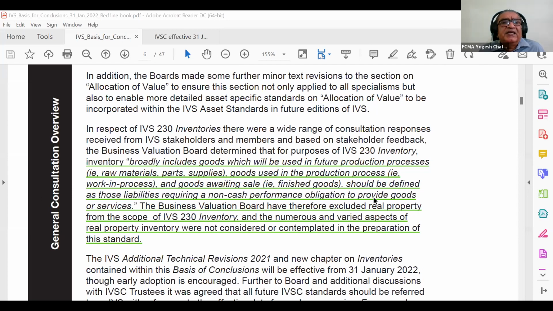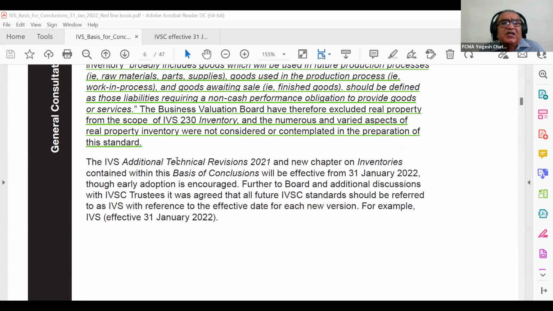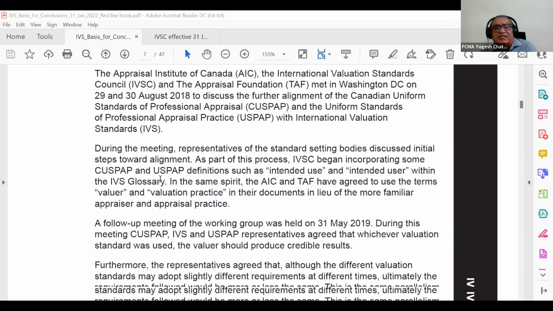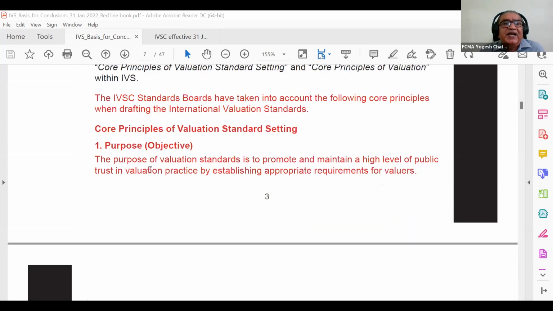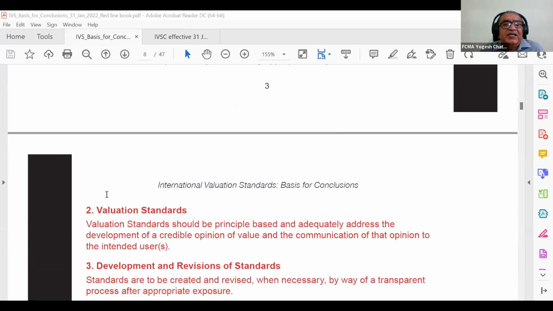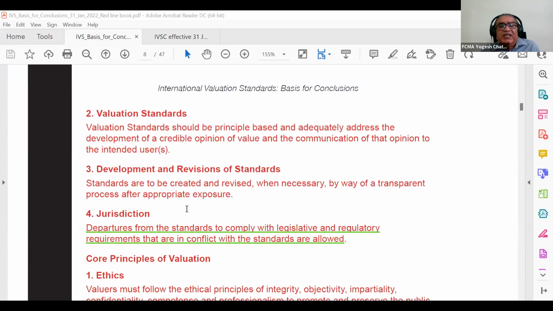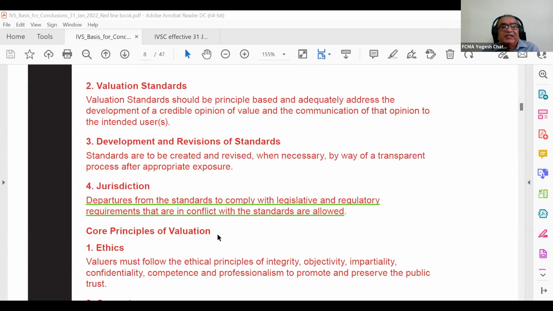As I told you, this is the core principle of valuation standard setting. This entire chapter on this is added now. Here, jurisdiction is very important. Departures from the standard to comply with legislative and regulatory requirements that are in conflict with the standards are allowed. So this is very important.